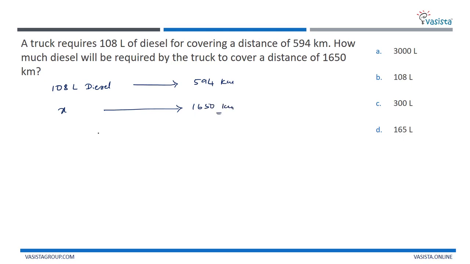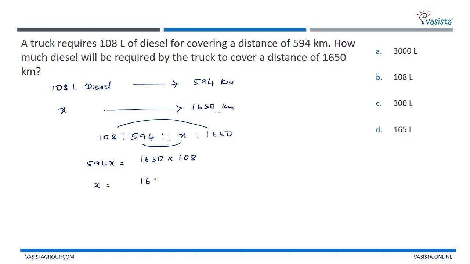It is again a ratio problem. You can write it down like this: for 108 liters it is going to cover 594 kilometers. For how many liters of diesel will it cover 1650 kilometers? So 594x is equal to 1650 into 108. X is equal to 1650 into 108, divided by 594.